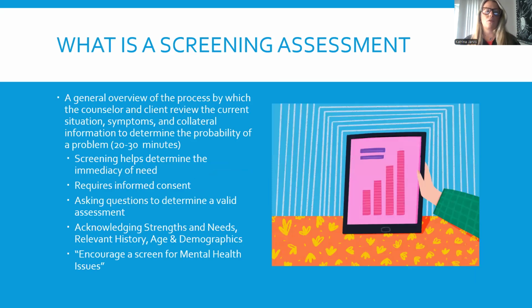So what is a screening assessment? It's generally a 20 to 30-minute process, and it's a series of questionnaires to determine an outcome of symptoms and relevant history, age, demographics, needs, really what they need. For example, you want to encourage a screening for mental health issues. Does this person have anxiety? But in this case, in Introduction to Substance Abuse, we are focused on screenings for substance abuse.